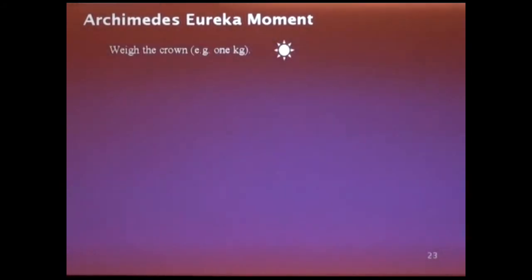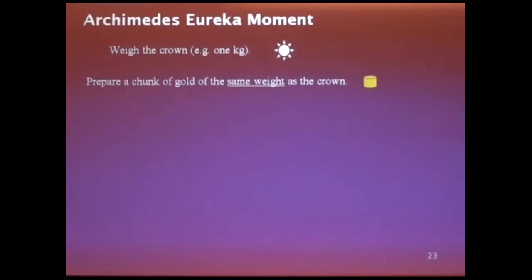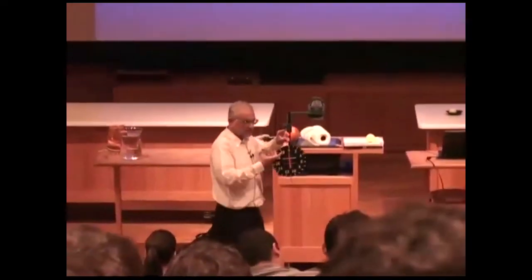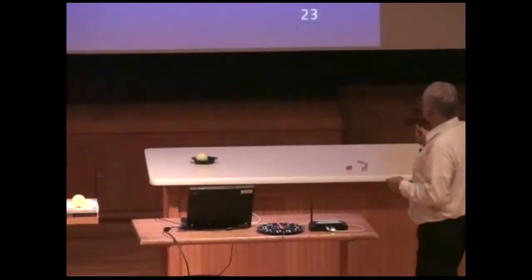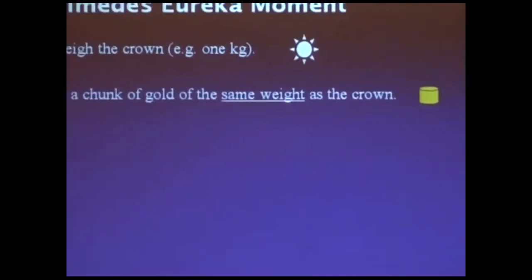So here was his Eureka moment. What he said was, to do it is very simple. I'm going to take the crown, and I'm going to prepare a chunk of gold which has the same weight as the crown. Now, the cultures of Egypt and Babylon and Greece were very familiar with how to weigh things, so that they could sell meat and other things in markets. Weighing was very well known. So he just used the technology of the time to prepare a piece of gold, which the king gave him, to be the exact same weight as the crown.